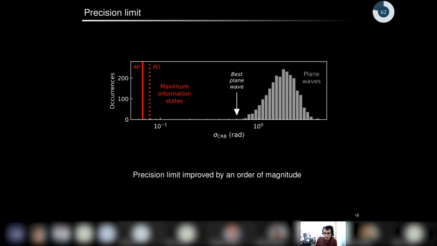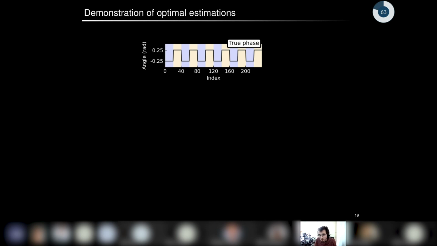And in contrast, if you use the same number of input photons, but if you correctly shape it with this maximum information state, either amplitude and phase or phase only, you see that you can gain a full order of magnitude in the precision that you can achieve in order to measure the cross. So here, these are the theoretical results that have been obtained by the knowledge of the reflection matrix. But now let's verify that this precision can actually be achieved from our data.